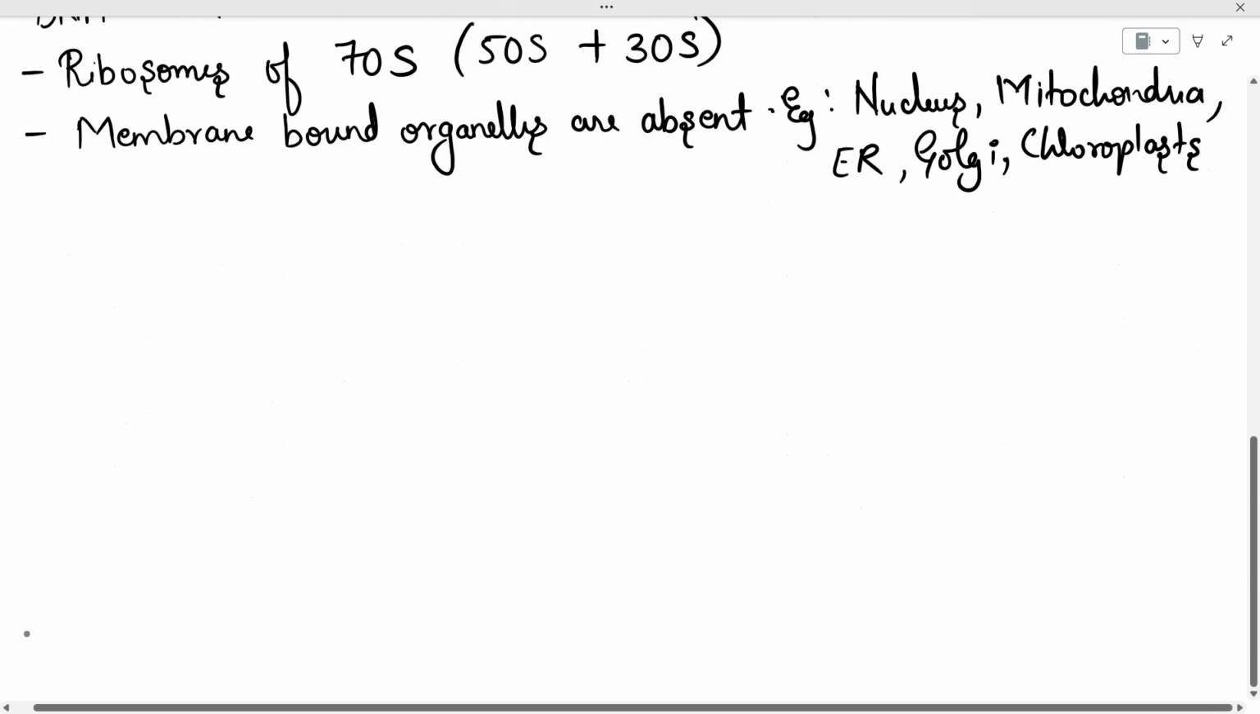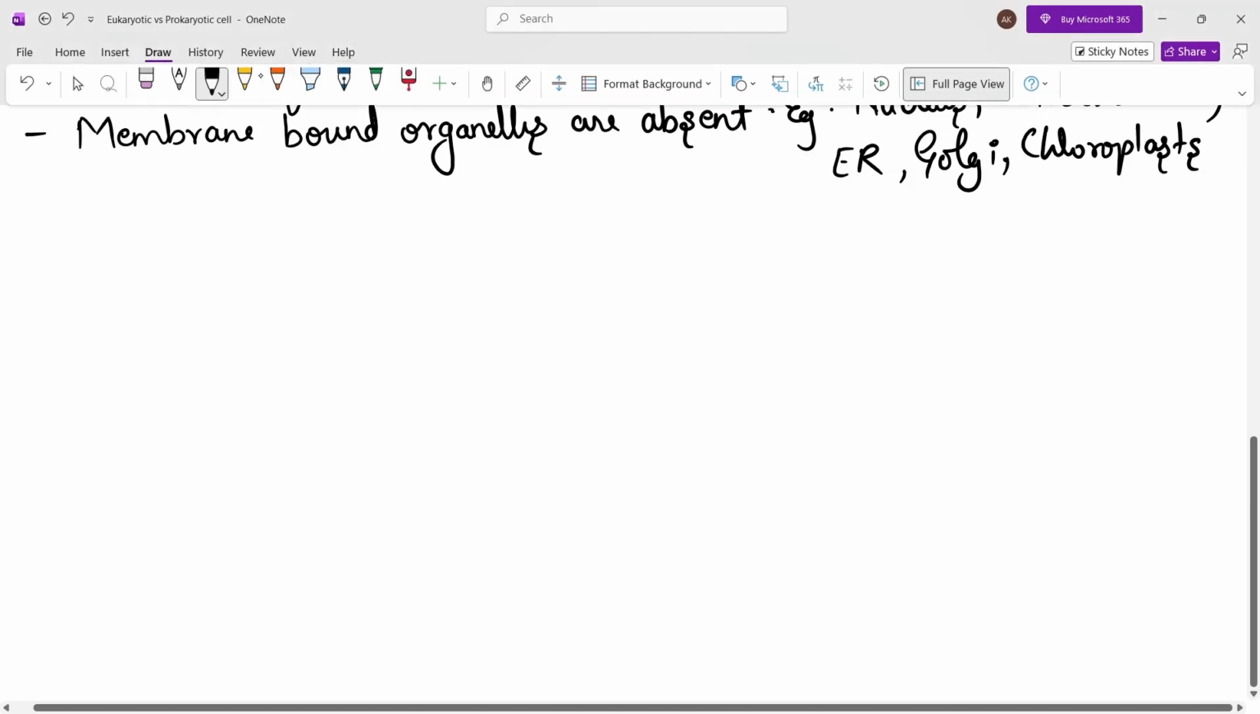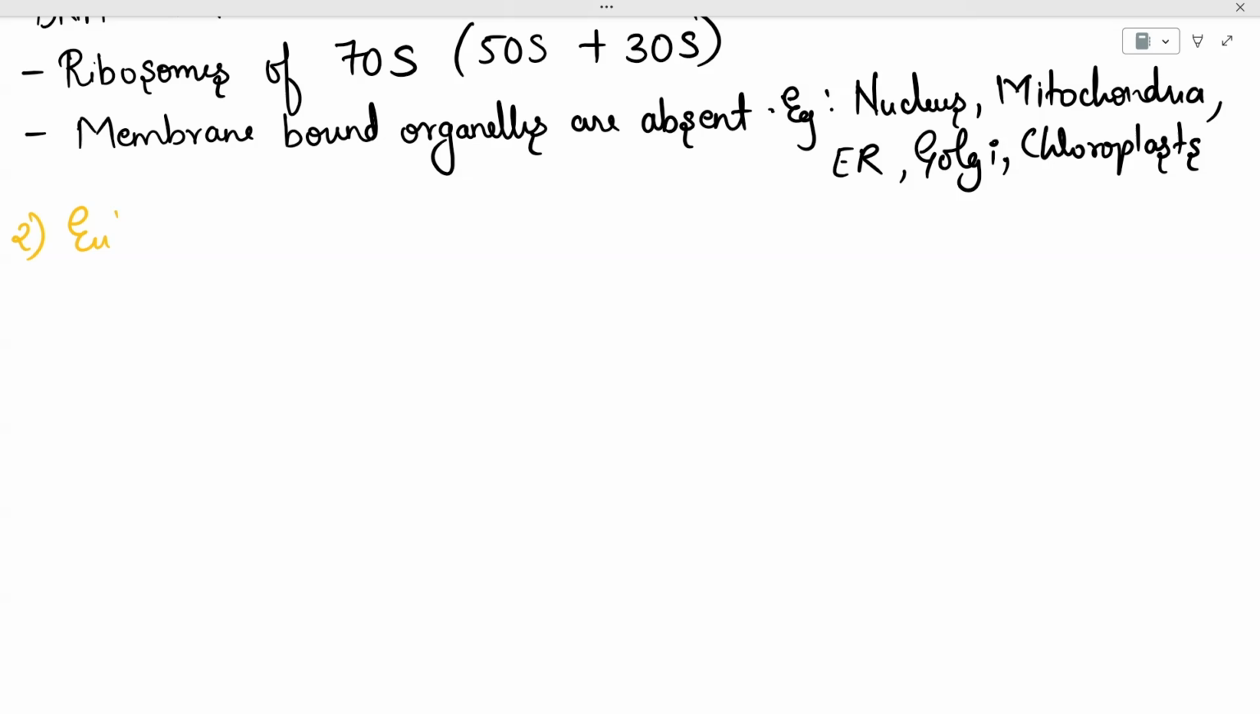Next, moving on to the next thing that we have, the eukaryotic cell. Let us look at our second topic, that is the eukaryotic cell. Now I'll be looking at some characteristics of eukaryotic cell. Make sure to note these points down so that you can revise them afterwards.